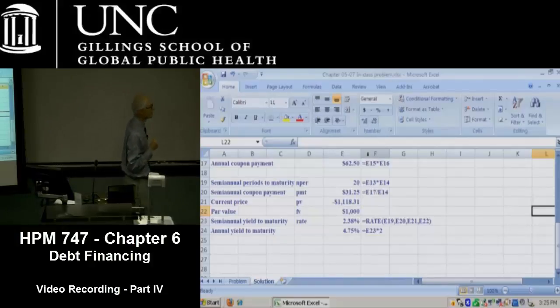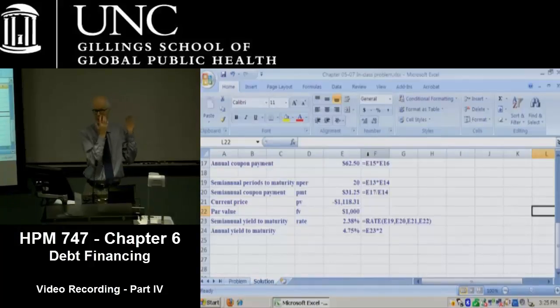The current price is $1,118. We put a negative sign in because Excel assumes that these are cash outflows. Par value is $1,000. We then calculate the semi-annual yield to maturity as being 2.38%. We then multiply that by 2 to get the annual yield to maturity. Now you could also use the effect function, which is, from a financial theory point of view, the better thing to do. But the practice in the marketplace is that bond traders will simply take the semi-annual yield to maturity and multiply it by 2, because the difference between the effect rate and multiplying by 2 is very small.